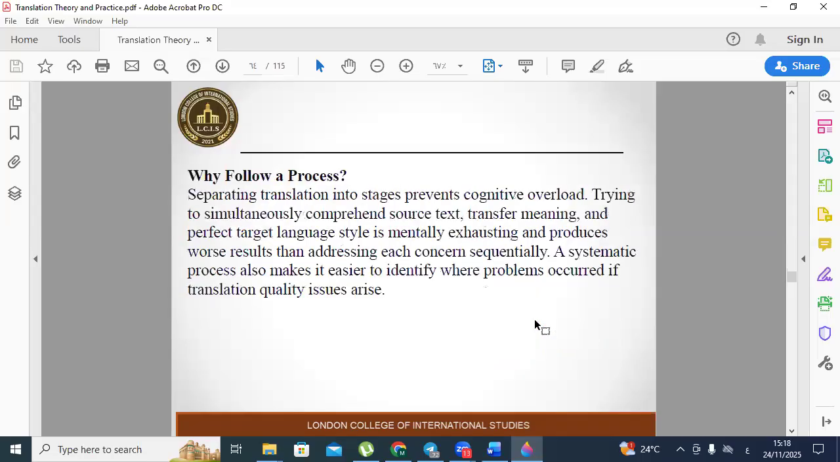Why follow a process? Separating translation into stages prevents cognitive overload. Trying to simultaneously comprehend source text, transfer meaning, and perfect target language style is mentally exhausting and produces worse results than addressing each concern sequentially. A systematic process also makes it easier to identify where problems occurred if translation quality issues arise.